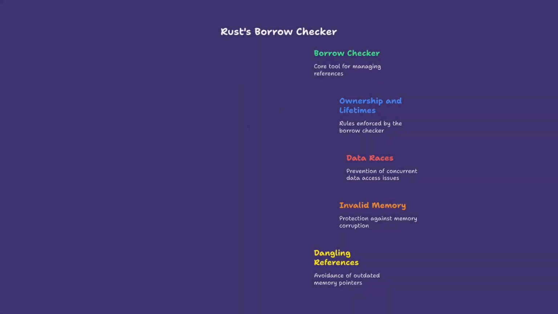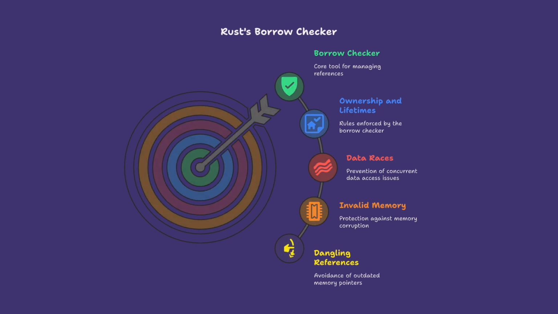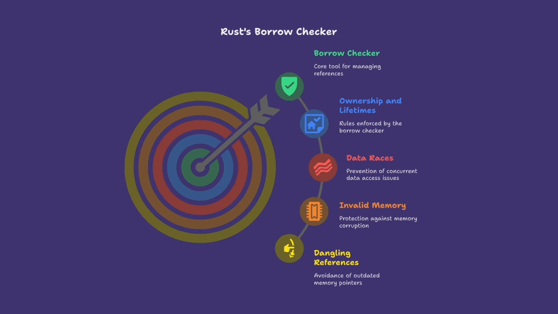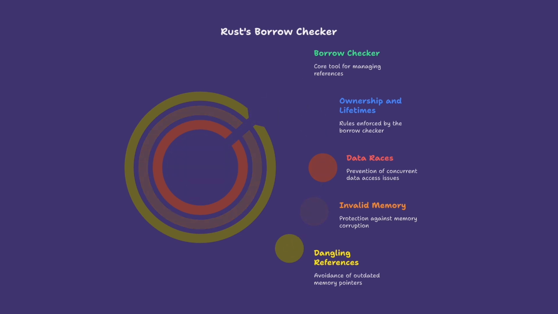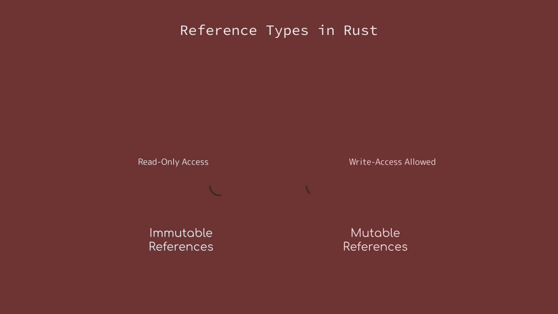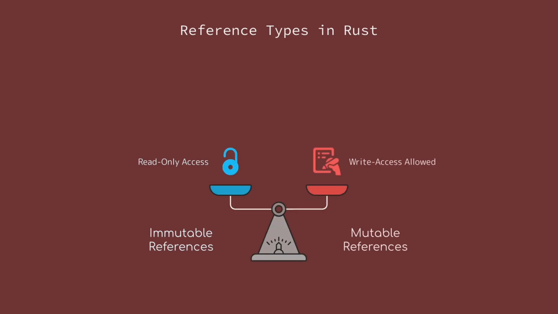At its core, the borrow checker is Rust's tool for making sure that references to data follow the rules of ownership and lifetimes. It ensures you can't have data races, you can't use invalid memory, and you can't have dangling references. It's the reason Rust can guarantee memory safety without a garbage collector. There are two kinds of references you can have in Rust: immutable references and mutable references. But you can't have both at the same time.